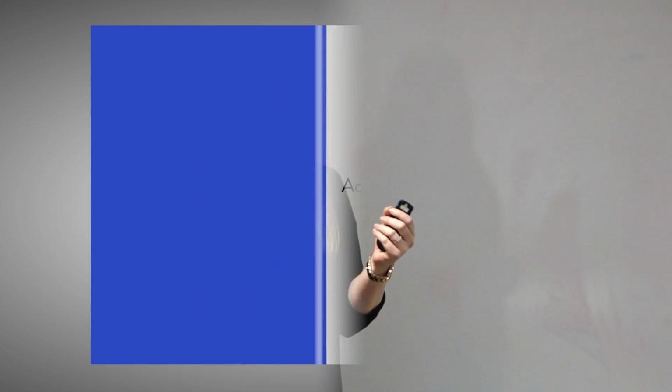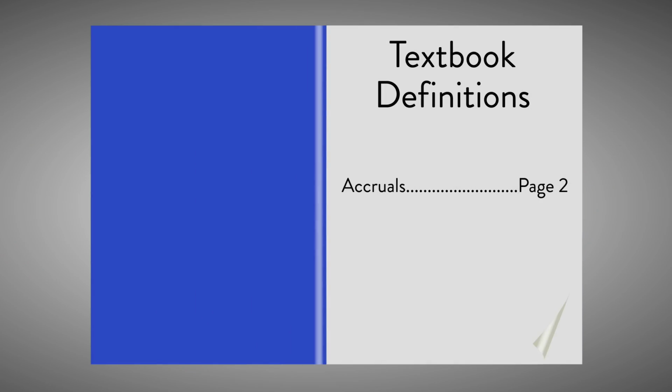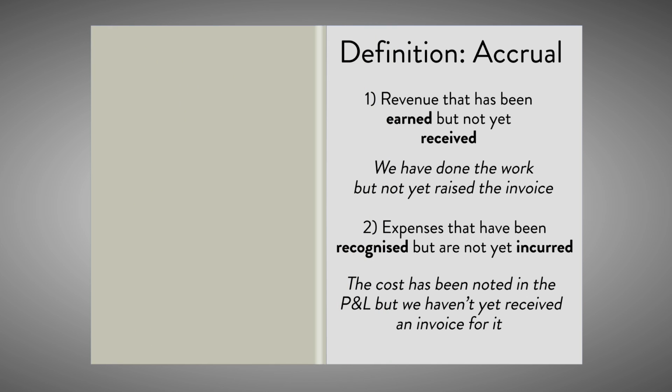Accruals and prepayments. I wasn't sure what to say to you guys, so I wondered what you've been learning as the definitions of accruals and prepayments. So I thought, back up, textbook definition. I found that accrued revenue is revenue that's been earned but not yet received. However, I was thinking, in real life, how do you apply that?